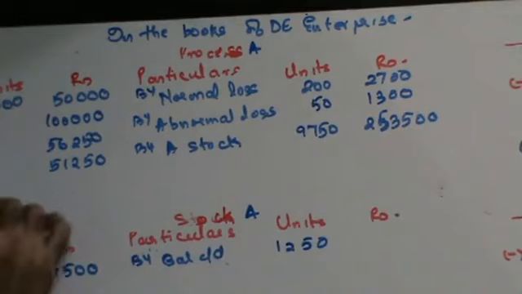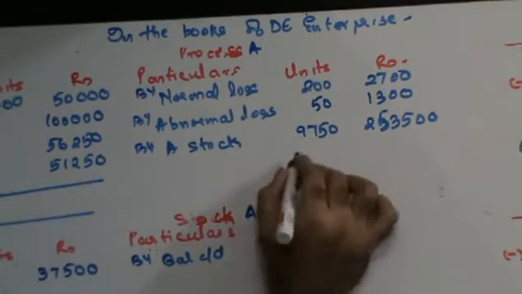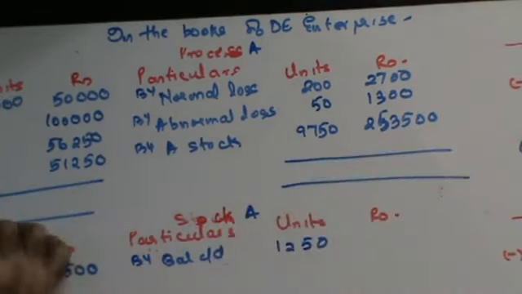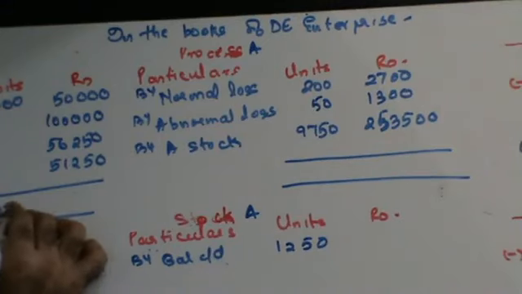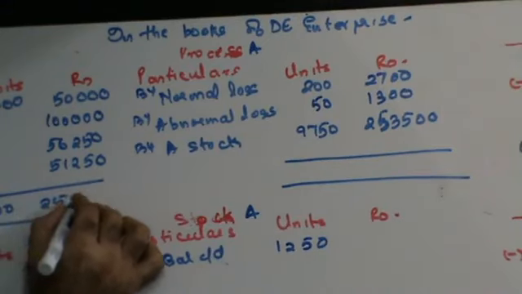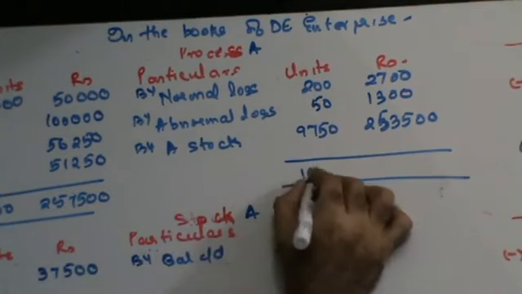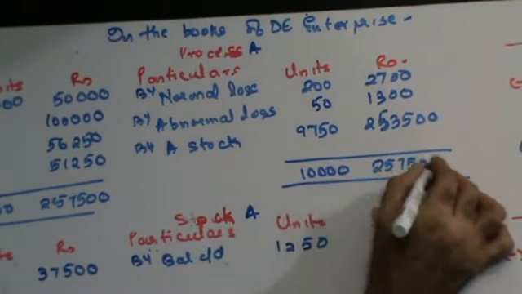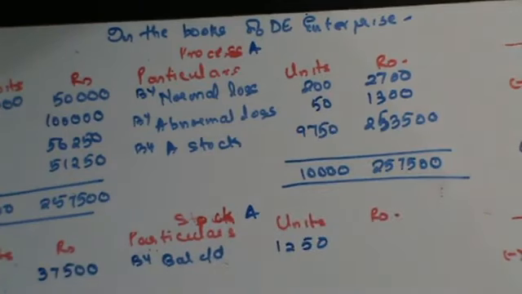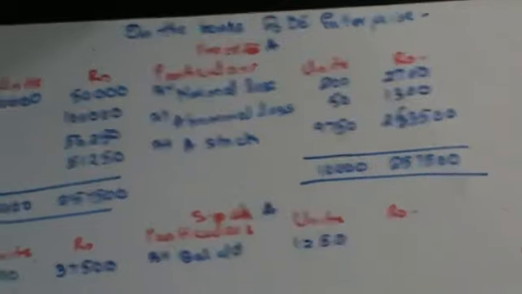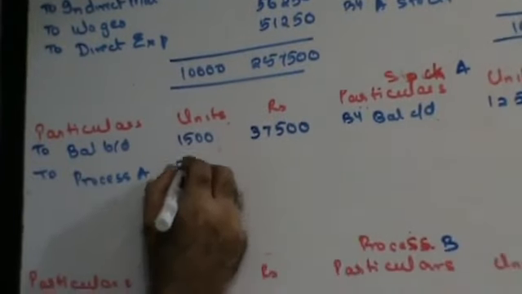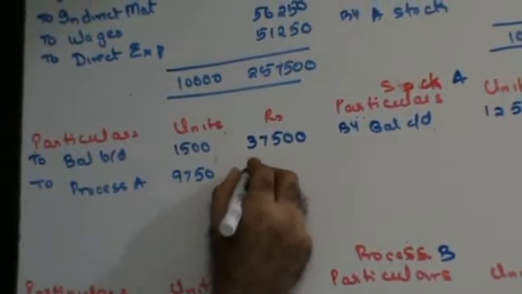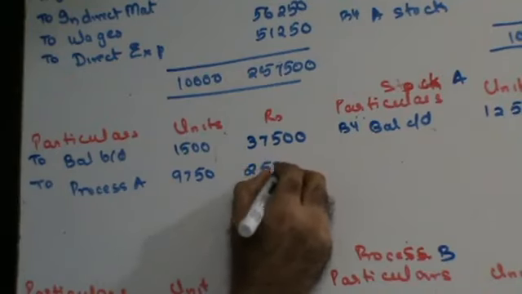Right? Let's tally this out, guys. So this will be 10,000 and 2,57,500. 10,000 and 2,57,500. Right? Bring this down here to process A. Process A is 9,750 and 2,53,500.